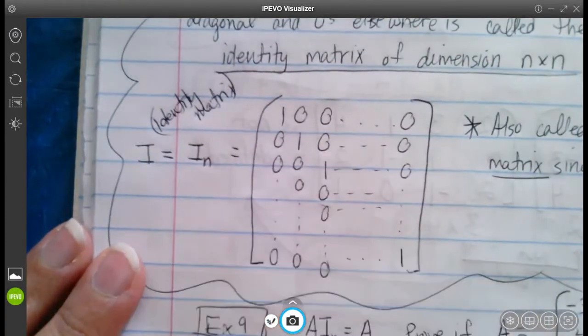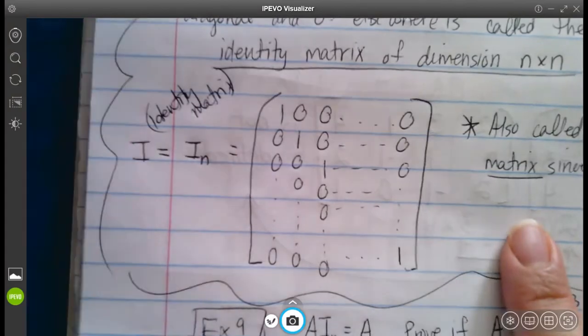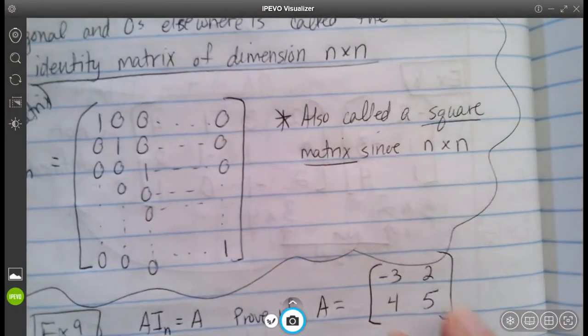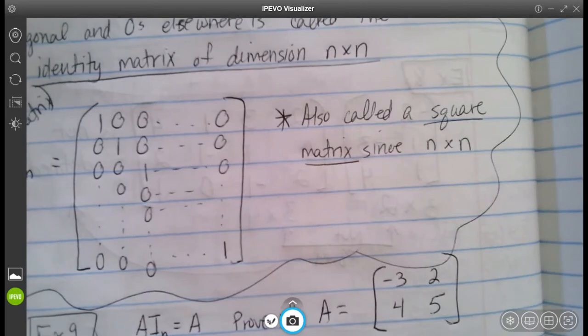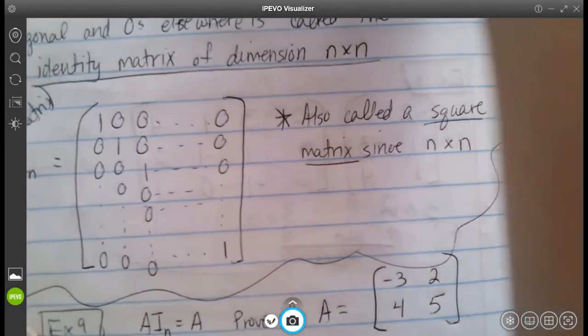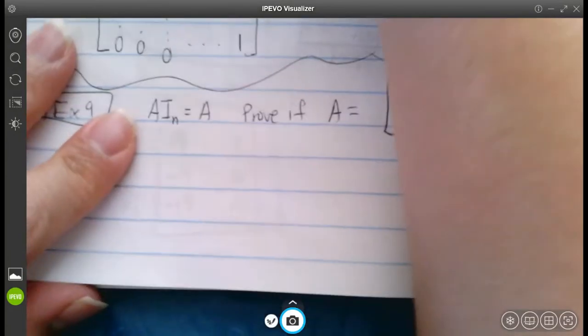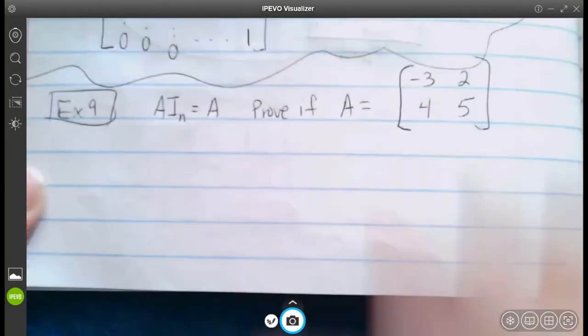Okay, this means the identity matrix, this or this. And I did mention this is also called a square matrix since it's n by n. Remember, a square matrix has the same dimensions, so this one has n by n elements. Let's go ahead and use this property so you can see how it works. We will be using it with inverses in particular in the next subunit.